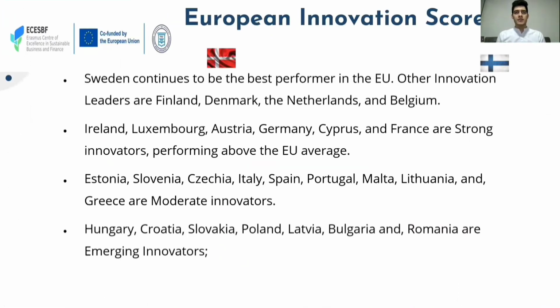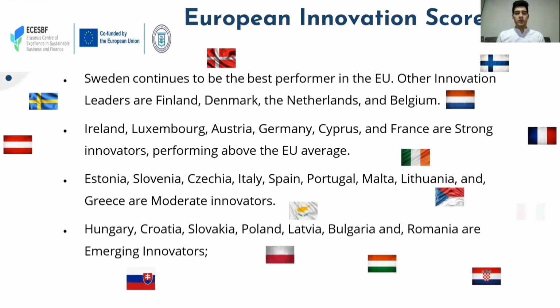So another assessment tool used by the European Union is the European Innovation Scoreboard, which divides countries according to how innovative they are. So here you can see that countries are divided into 4 groups. So let's discuss these groups one by one. Sweden continues to be the best performer in the EU, but there are also other countries like Finland, Denmark, and the Netherlands, who are also the innovation leaders in the EU.